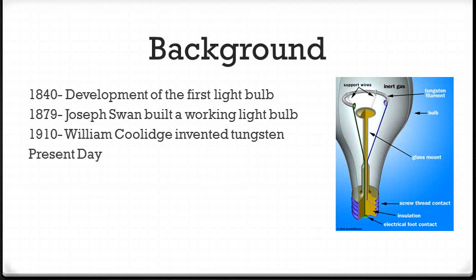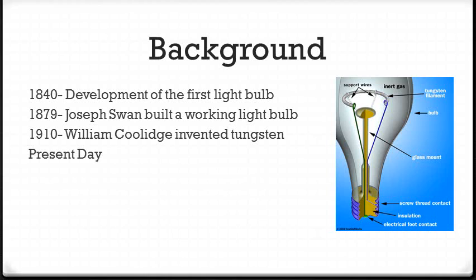Just some background on this item that we use every day. By 1840, there were many developments of the light bulb. However, the first prototype was built in the early 1840s using platinum. Because platinum was very expensive, there was no mass production of this early light bulb.